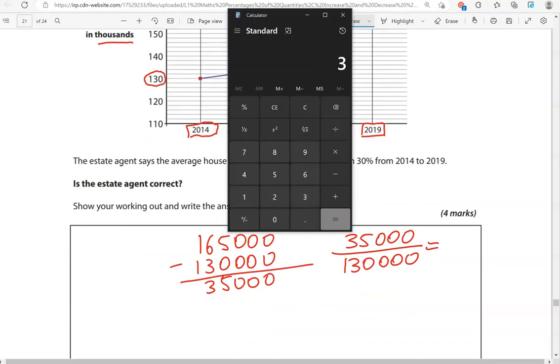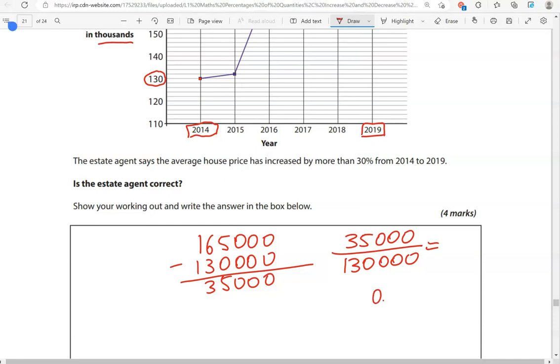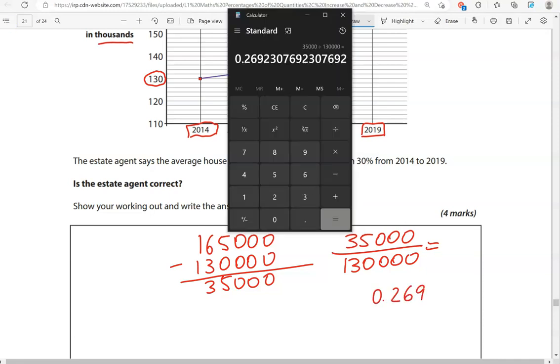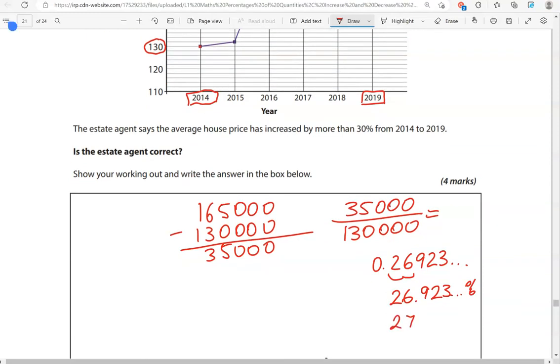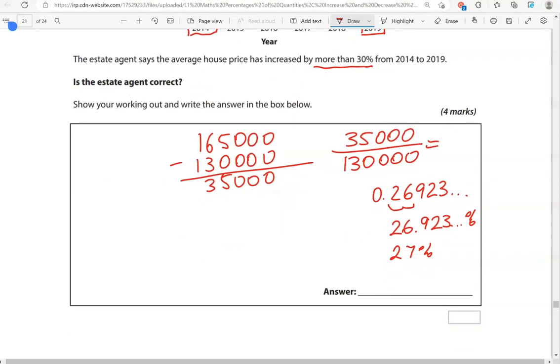So 35,000 divided by 130,000 gives us 0.26923 and so on. So this is as a decimal. As a percentage, this is 26.923 and so on. So this is about 27%. Is that more than 30%? No, it's not. So is the estate agent correct? We're going to say no.